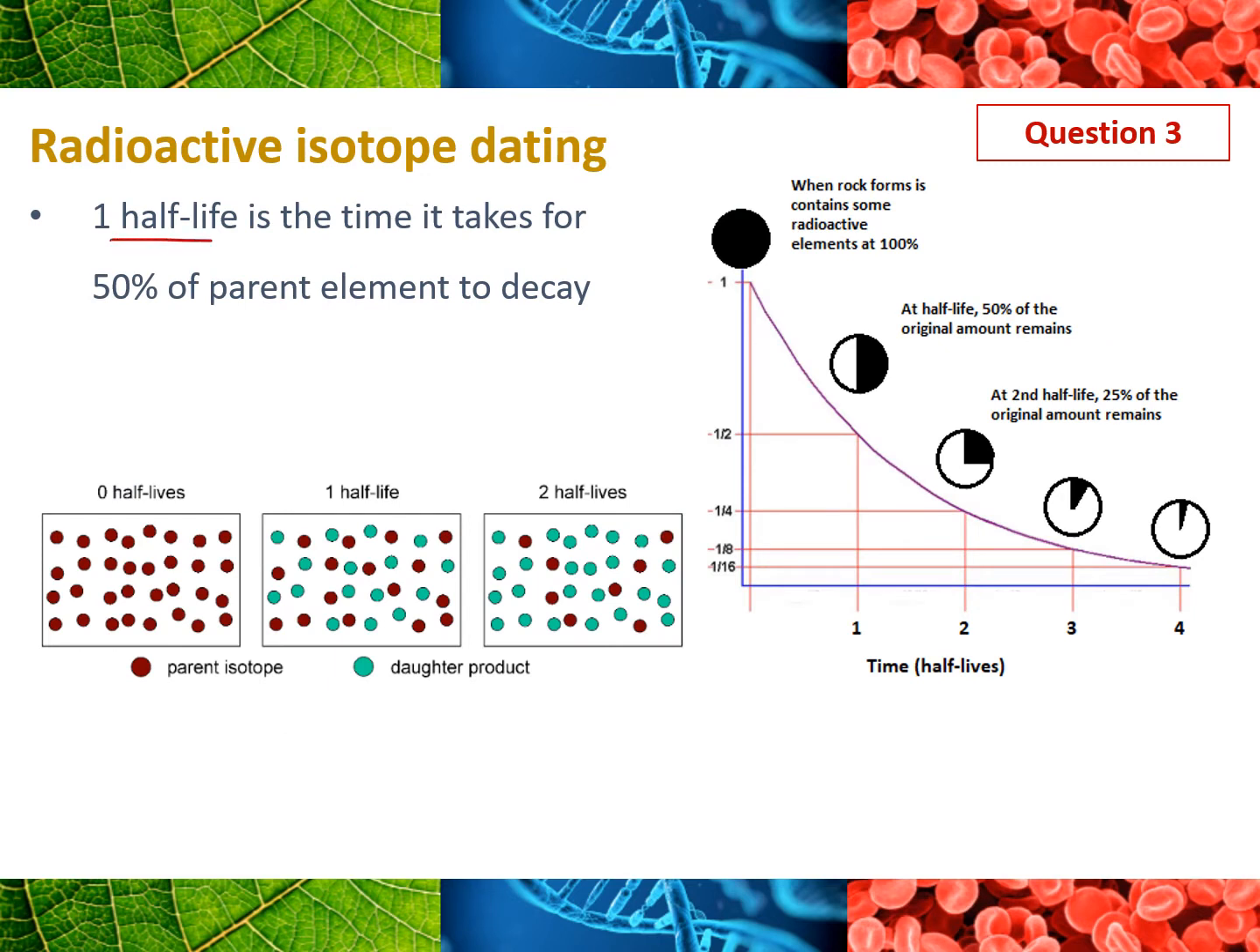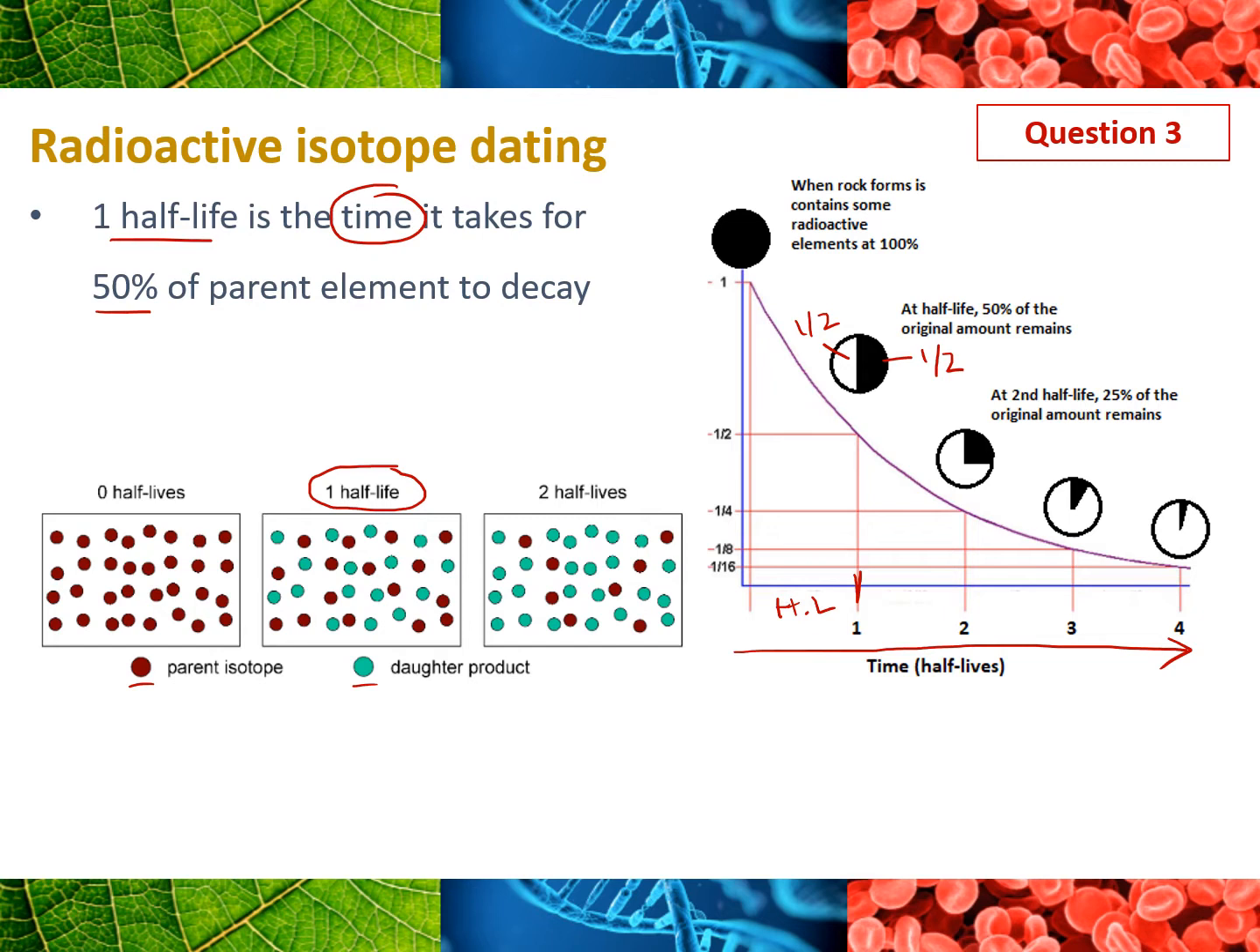As I said, one half-life is the amount of time it takes for 50% of the parent element to decay. So this here is a half-life because half of the parent isotope, the purple, has been replaced by the green. It's about 50-50 there. If we looked at this as a graph, this is the time along the bottom. Where it says 1 is one half-life, and at this time there is half of the parent element present and half of the daughter element present.